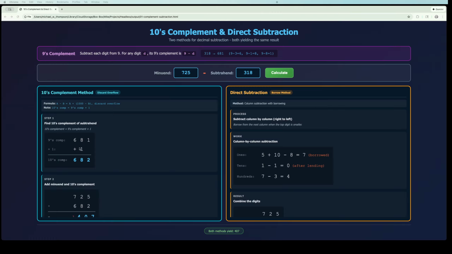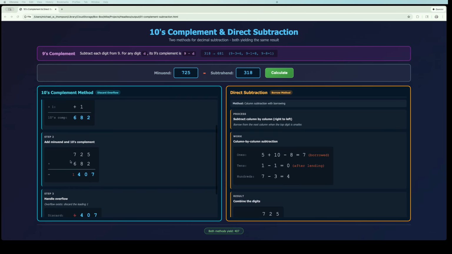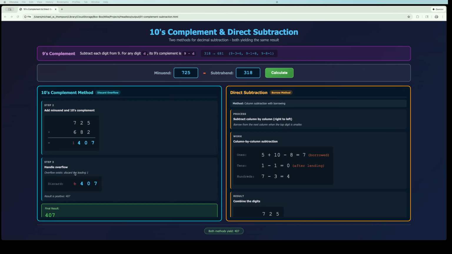From there, we now have the number that we're subtracting. So we're taking 725 and we're subtracting 318. That's the next step. 725, and then we add the 10's complement. When we add the 10's complement, 5 plus 2 is 7, 2 plus 8 is 0, carry the 1, and then we get 14. This extra 1 is the extra 1,000 that's built into the calculation. We just discard it because we know that it's built in. And that gives me the number 407.